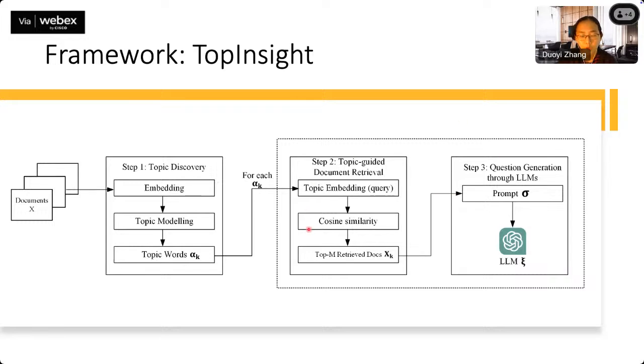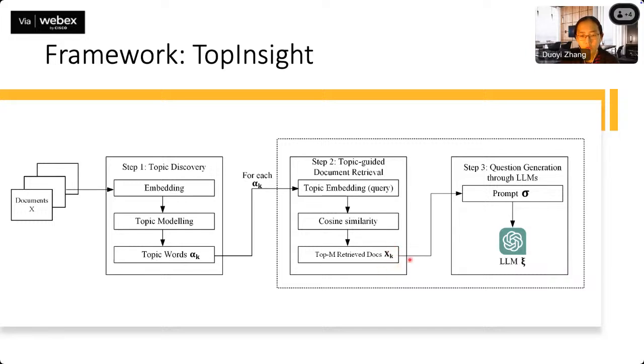The first step we are going to do is to obtain the most relevant documents for each topic. So what we are going to do is use cosine similarity. We embed each topic using some embedding method, for example, BERT. And then we calculate the cosine similarity between this and the document embedding. Once we obtain the cosine similarity, we only choose the top M retrieved documents from this dataset. Now those documents X_k represent the topic-relevant documents.